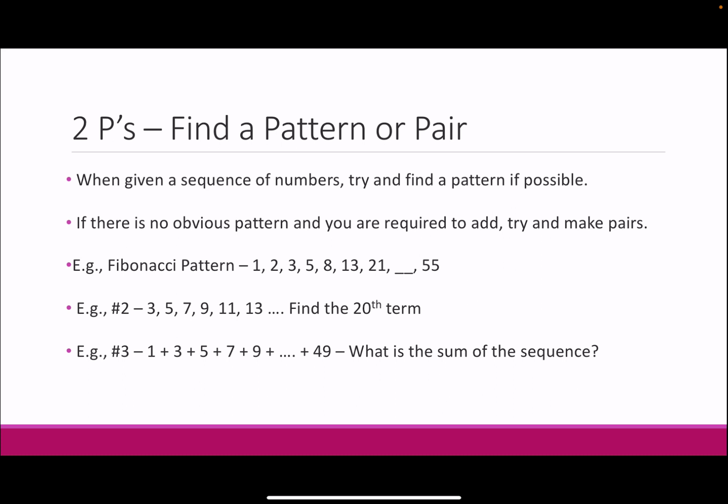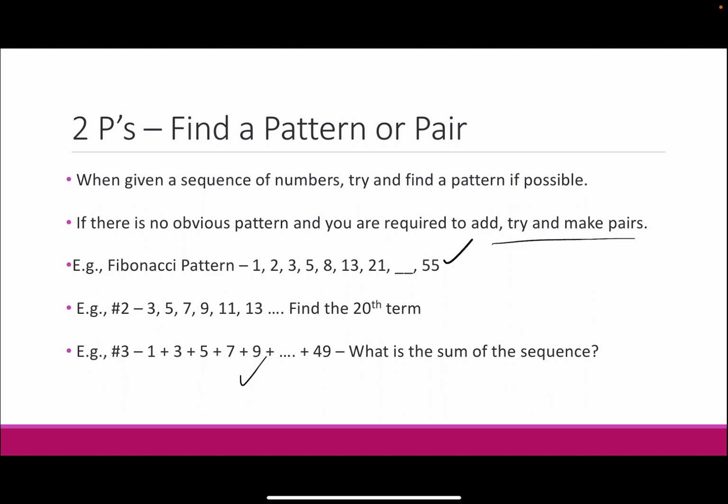You want to try and find a pattern if possible. Whether it's a sequence or an addition sequence, finding a pattern will make things a lot quicker than adding them up one by one, or trying to figure out the blank without knowing a pattern. If there's no obvious pattern and it's an addition sequence, the best tip is to try and make pairs to save time. I'll tell you exactly what I mean in one or two examples, but let's take a look at a couple of different examples first.